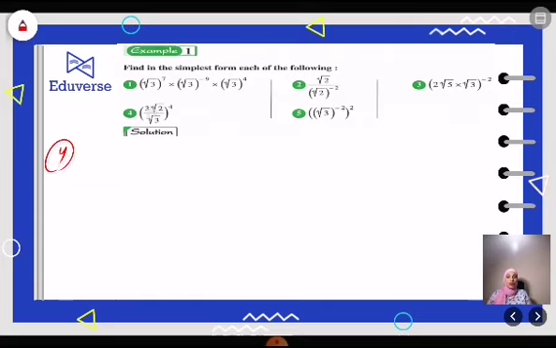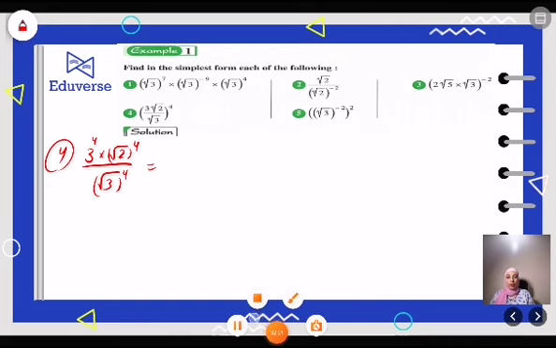I have 3 root 2 over root 3 all to the power 4. Yes, I can easily distribute the power for each one of them. Make 3 to the power 4, multiply root 2 all to the power 4 over root 3 all to the power 4. And that's it. Get the 3 to the power 4 here. So it will be 3 power 4 equals 81, multiply root 2 to the power 4. It's like root 2 multiply root 2 multiply root 2 multiply root 2. Then it will be 4. Yes. Over root 3 to the power 4, it will be 9.